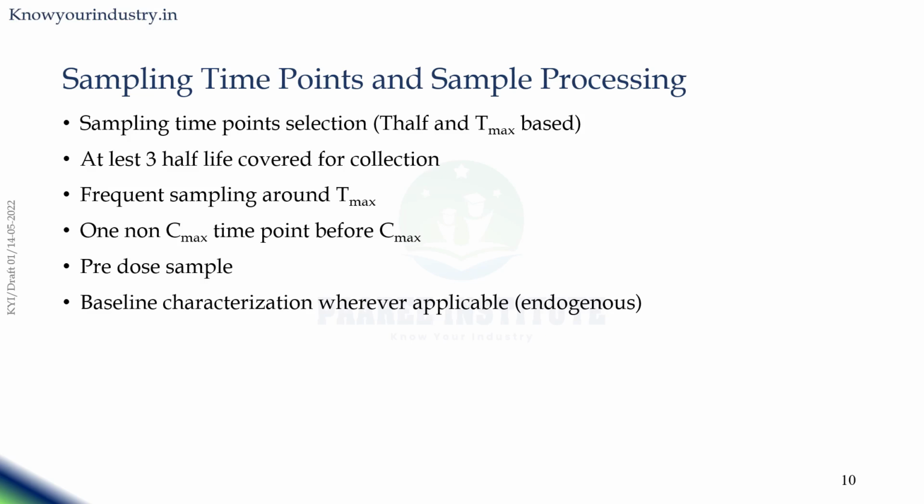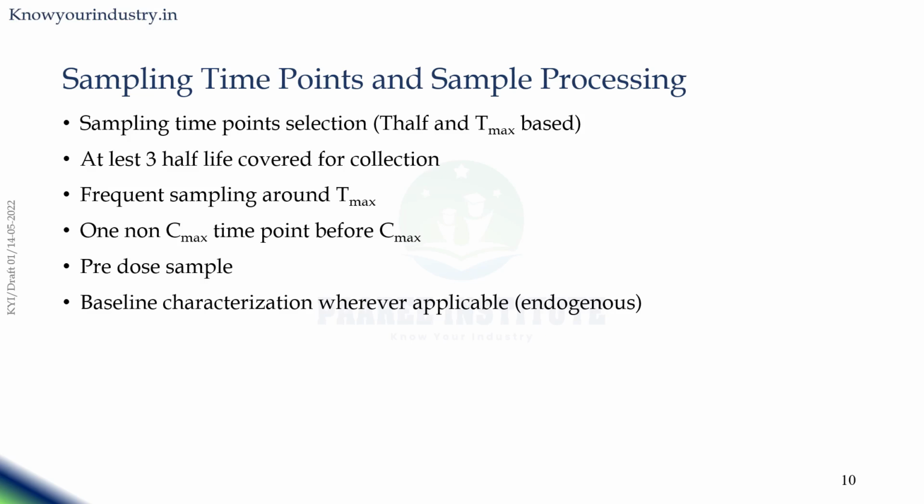Your first time point after the administration cannot be a Cmax time point. That is very important. You should have at least one time point before the Cmax to show that the absorption phase is clearly characterized. That means one non-Cmax time point before the Cmax should be available. Then you collect the pre-dose samples to show that you don't have any drug in the blood before administration of the same drug for which the bioequivalence study is carried out.